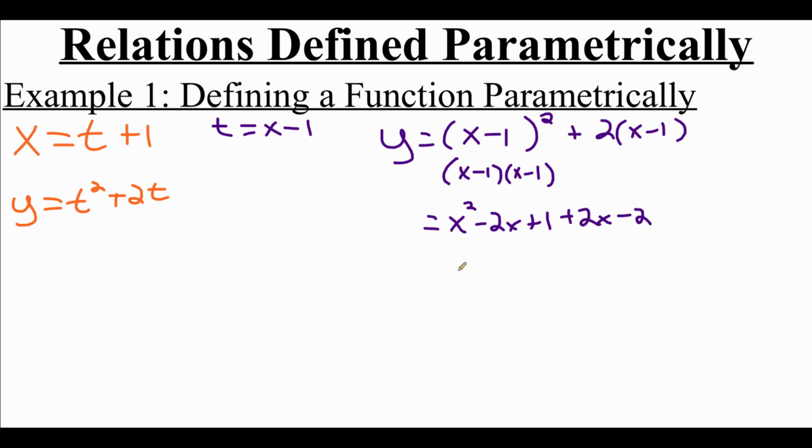And then I'm going to combine my like terms. I don't have anything to combine with the x squared, so that's going to stay. The -2x is going to cancel out with the regular 2x. And if I combine the 1 with the -2, then we're going to get minus 1 on the end. So x and y are related to each other by the equation y equals x squared minus 1. And algebraically, this would represent y as a function of x.